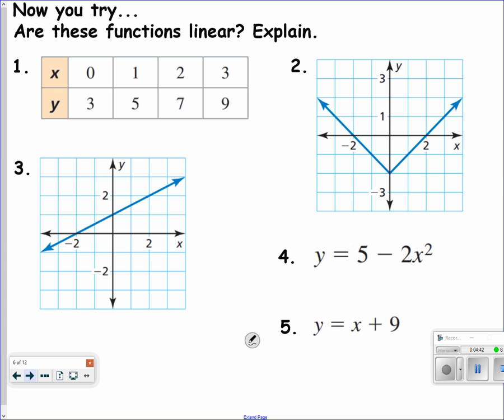Pause for a second. You try. Tell me whether or not these are linear or non-linear, and explain.